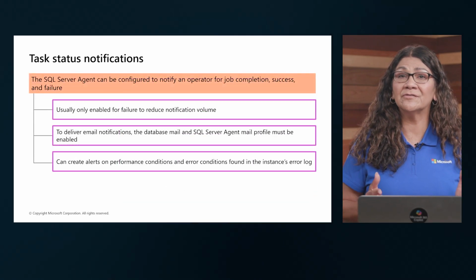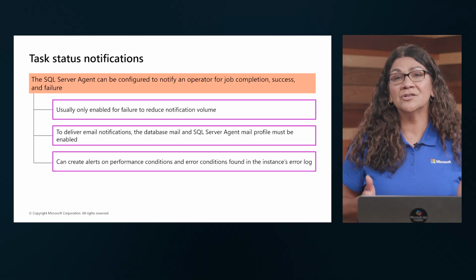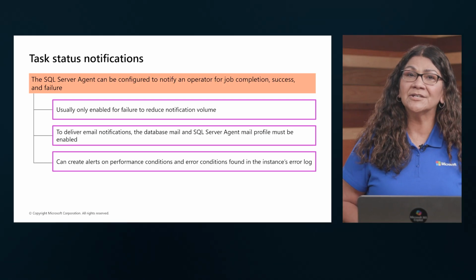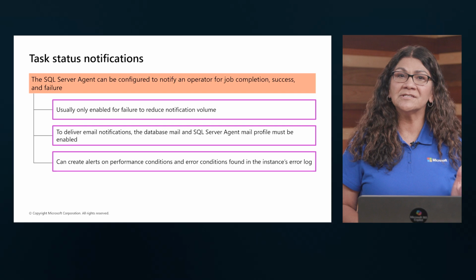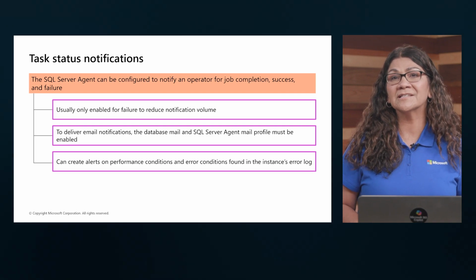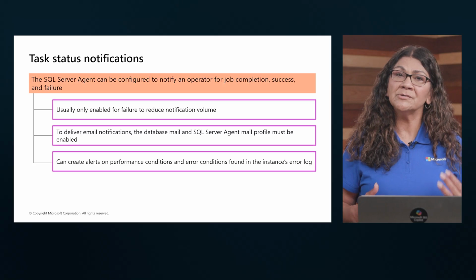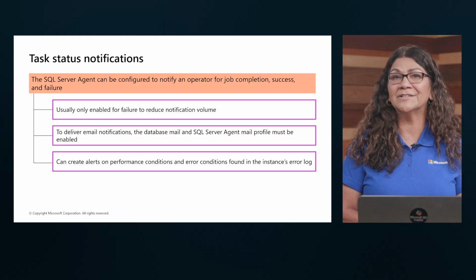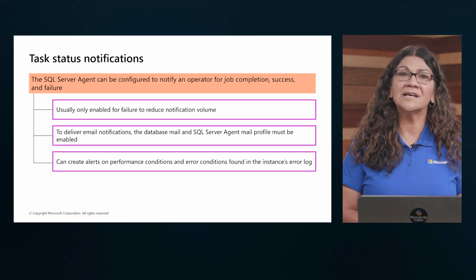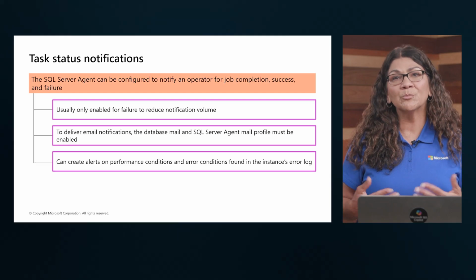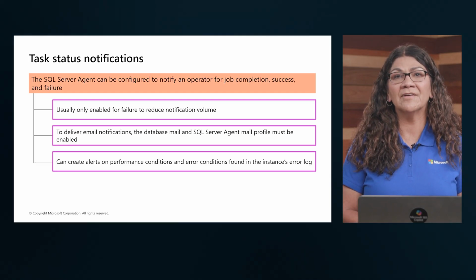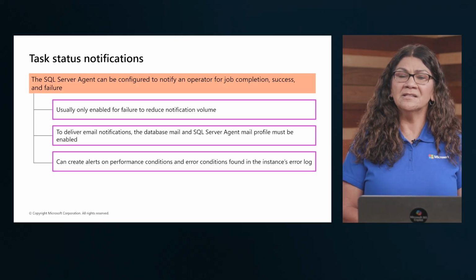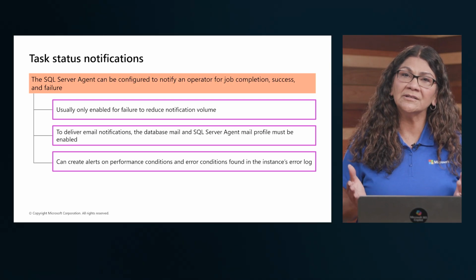SQL Server Agent can be configured to send task status notifications and alerts, enabling proactive monitoring of job execution and system health. Notifications can be triggered on job completion, success, or failure, though most DBAs opt to notify only on failure to avoid alert fatigue. Alerts can also be set up to monitor SQL Server error logs, performance conditions, and WMI events, such as high CPU usage or low page life expectancy.